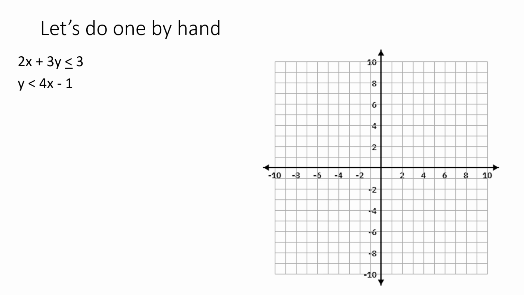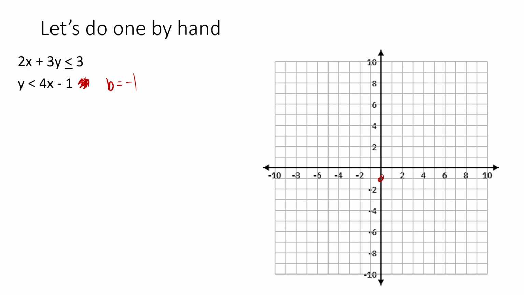So we have two inequalities there. I'm going to start with the second inequality, not because I have to, but because this one is in slope-intercept form, so I know I can graph it a little bit faster. So this is y is less than 4x minus 1. So the y-intercept for this one is -1.